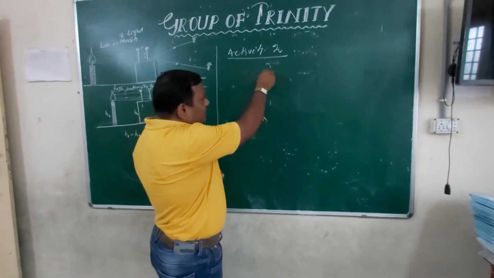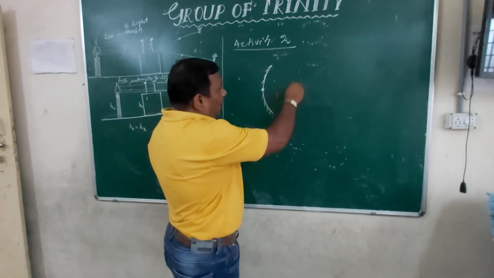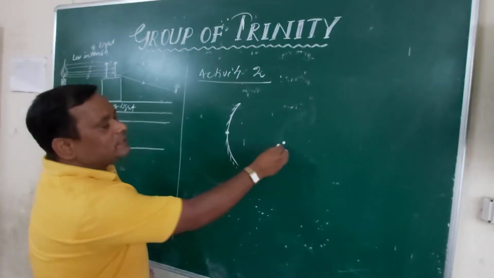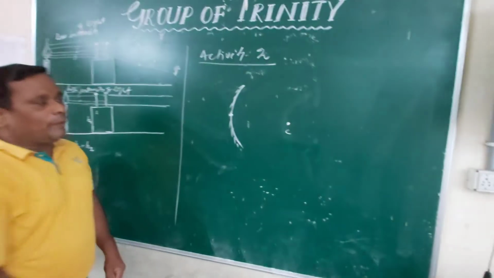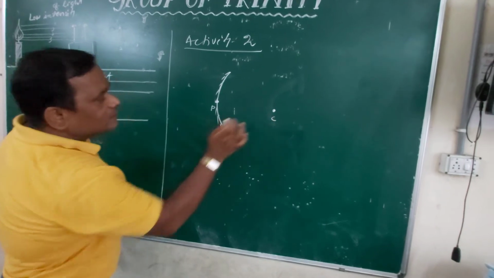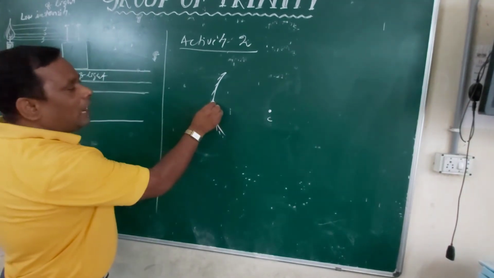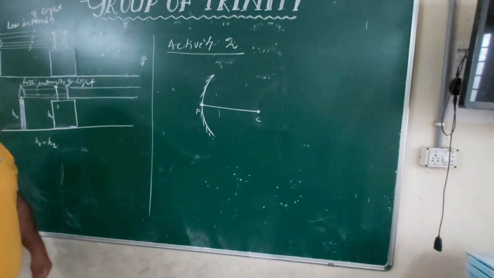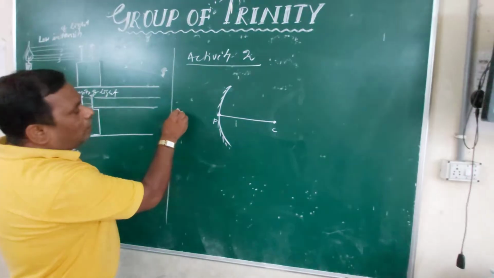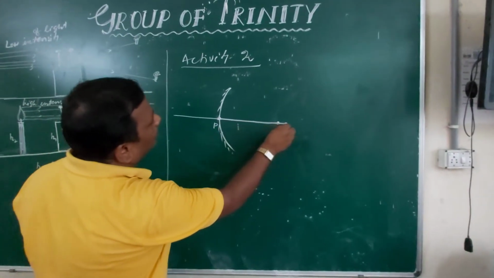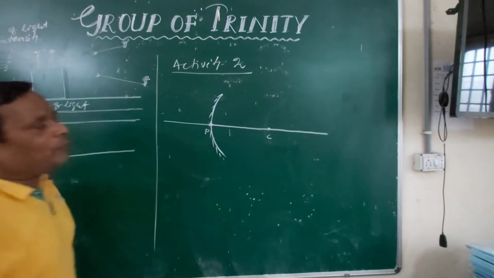And the next, the geometric center of the concave mirror is called the center of curvature. I represent it by C. This is the pole and this is the center of curvature, and the distance from the pole to the center of curvature is called the radius of curvature.